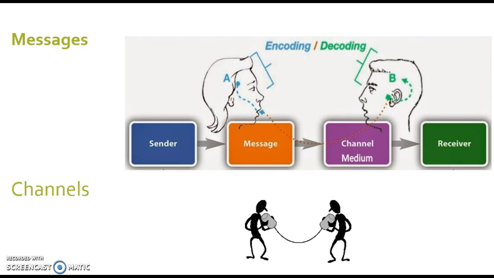Channels. Channels are those through which messages are transmitted through sound or light waves that could interfere with communication, such as music. Anything written or nonverbal, including signing, facial expressions, or gestures, are also part of what we call channels.